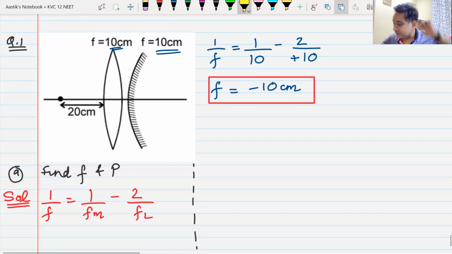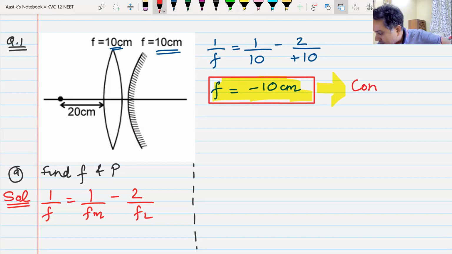Do we get this answer? Now remember, this is a mirror. The focal length is negative. So this behaves as a concave mirror, which is a converging mirror. Do we understand this? Yes or no?